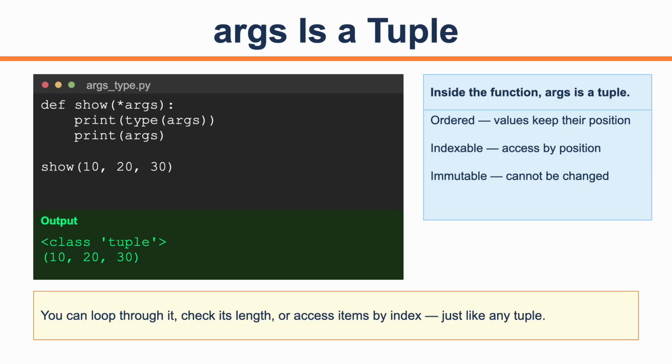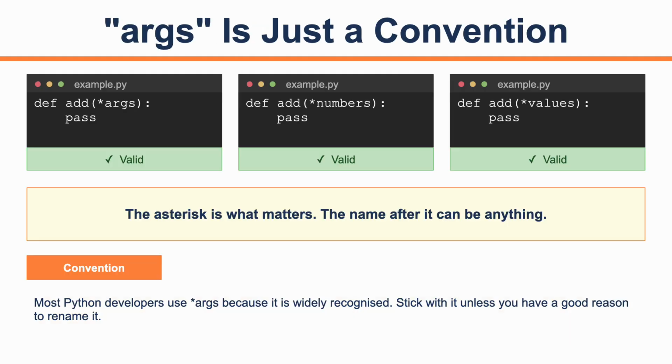Those collected values are stored as a tuple inside the function. That means you can loop through them, check their length, or access individual items by index. A tuple is ordered, and its contents cannot be changed. The name args is just a convention. You can call it anything you like as long as the asterisk is there. The asterisk is what matters. The name itself is only there for readability and has no effect on behavior.